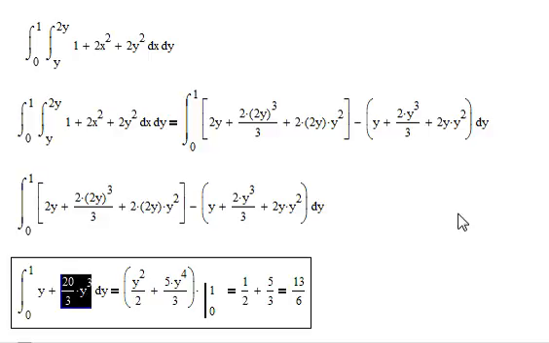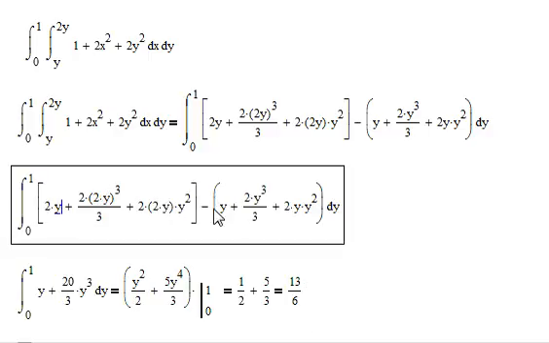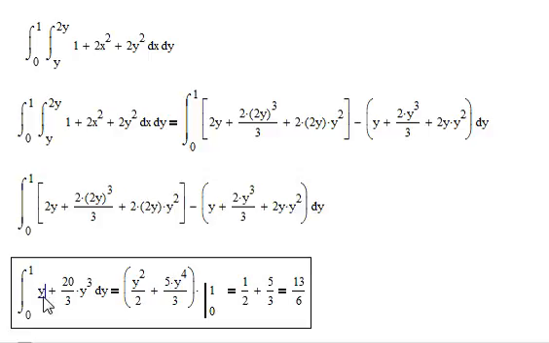There's the y cubed term. Let's see what about a y term. We got 2y minus y. Well, that's it. That's just one y. So we integrate y plus 20/3 y cubed between 0 and 1.